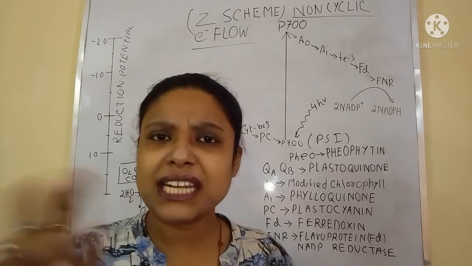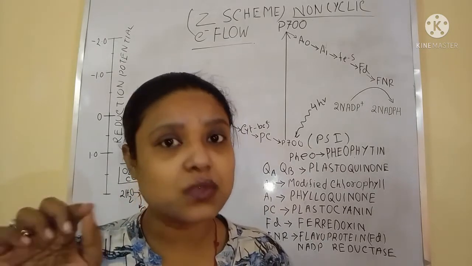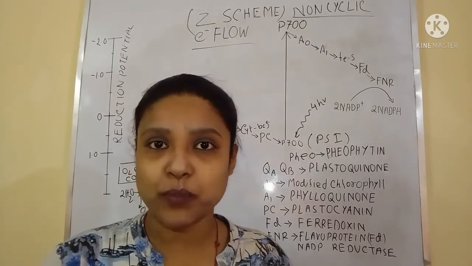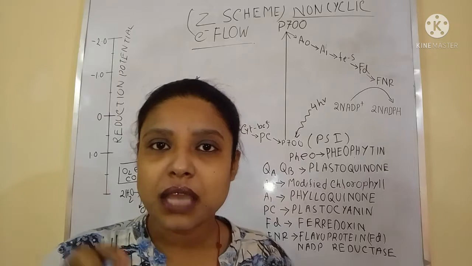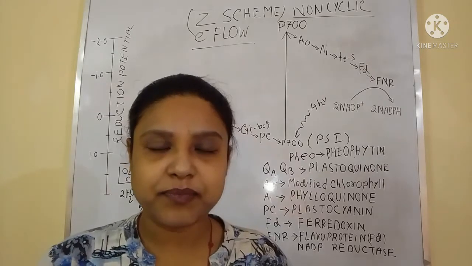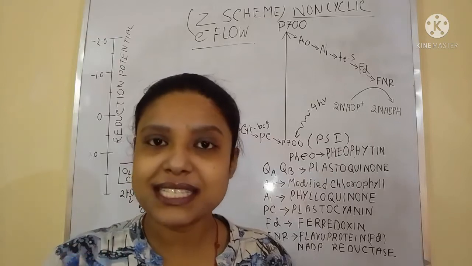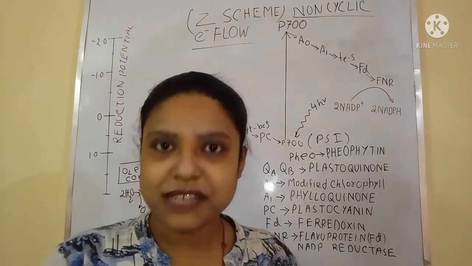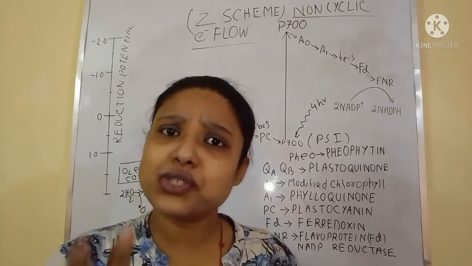The non-cyclic pathway contains the two photosystems, PS1 and PS2. PS1 means P700 and PS2 means P680. Generally, the non-cyclic way is the complete light phase, that means here the reaction is totally completed.